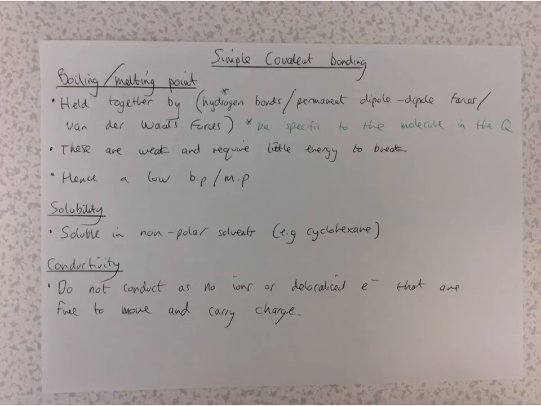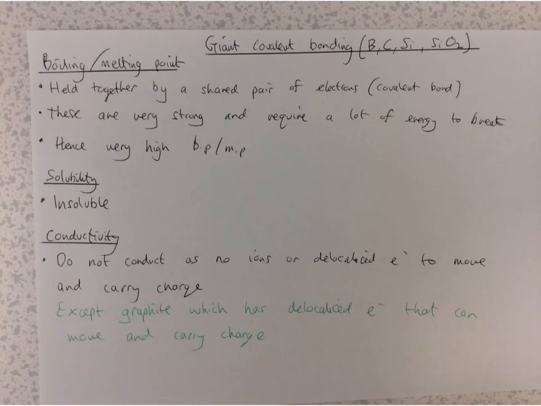Okay, wicked. So that was simple covalent bonding. And this final slide is about giant covalent bonding. You only get giant covalent bonding when you have pure boron, pure carbon, pure silicon, also silicon dioxide. There are other examples as well, but they're the four I would remember if I was you.